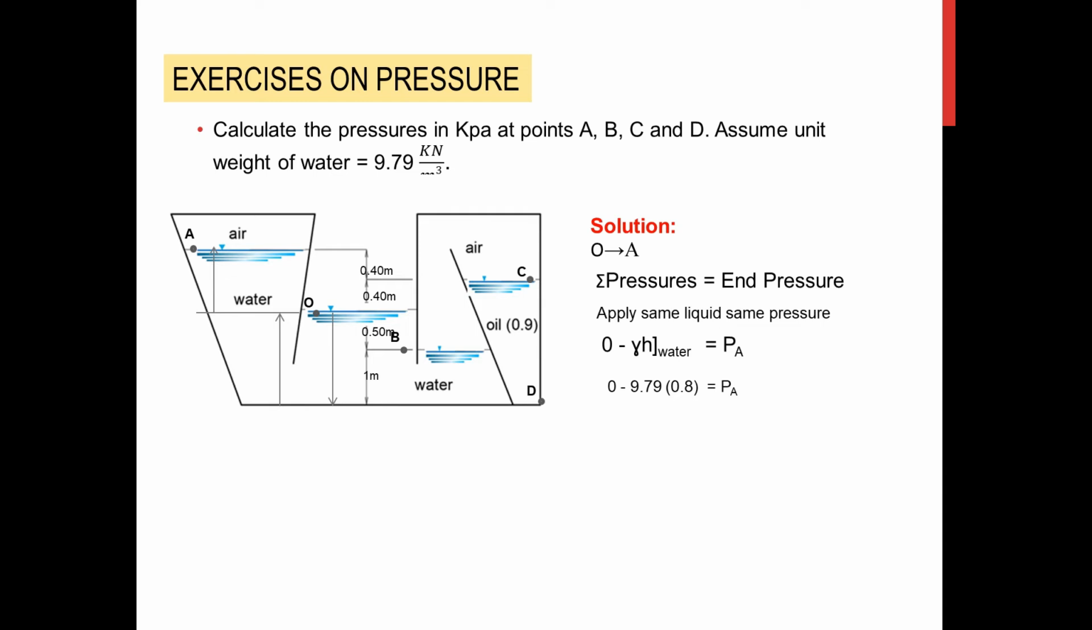Substituting the value of gamma, remember that gamma here is specified in the problem. So we consider 9.79 for gamma of water times the height of 0.8. So that would be the sum of 0.4 and 0.4. So therefore, we can now get the pressure at A equivalent to negative 7.832 kilopascal. So negative means that the confined air at point A is under suction.